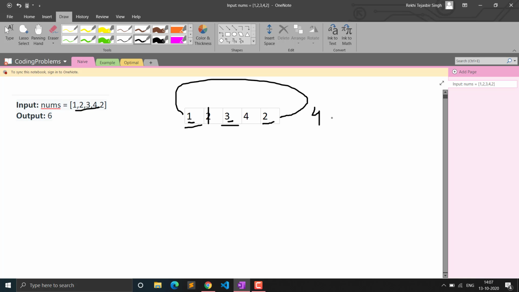If you add this 2, it would become 6, but that is not where our profit is coming from. Our profit is coming from this part: if we loot this 2 and this 4, then only we will get a profit of 6.